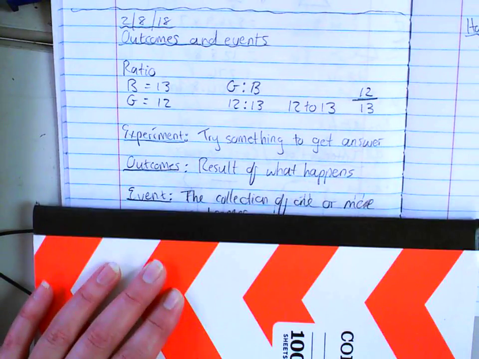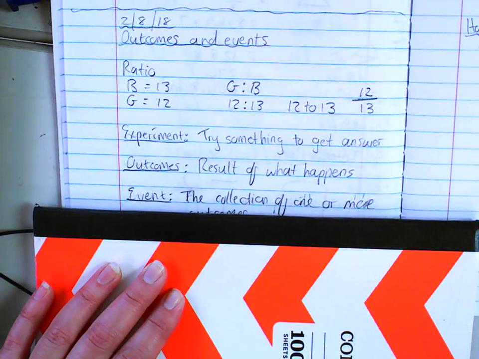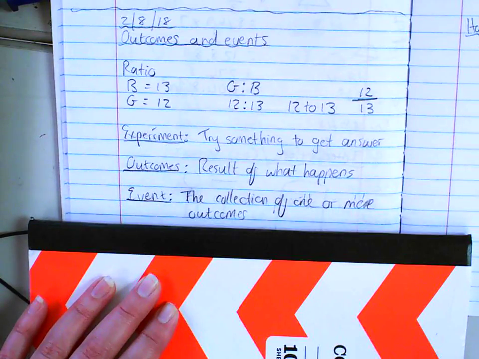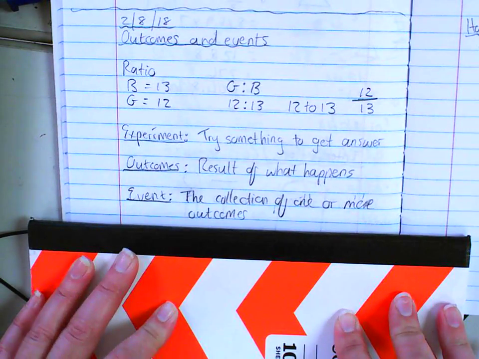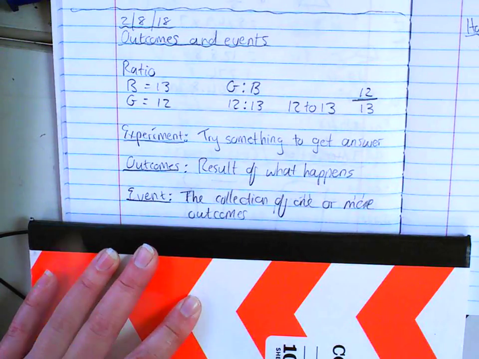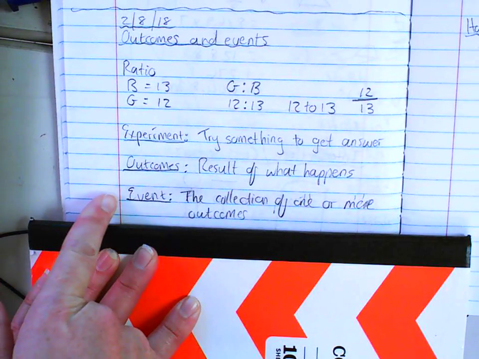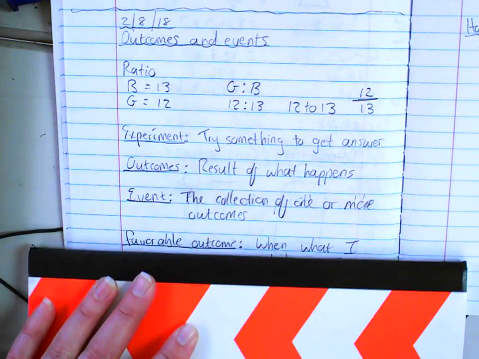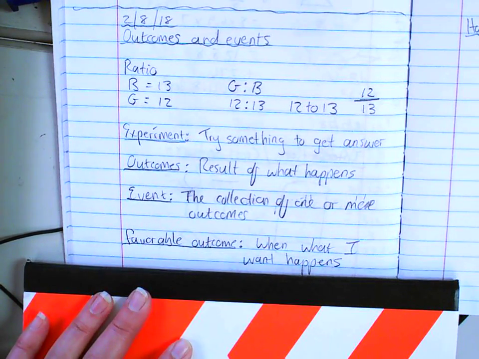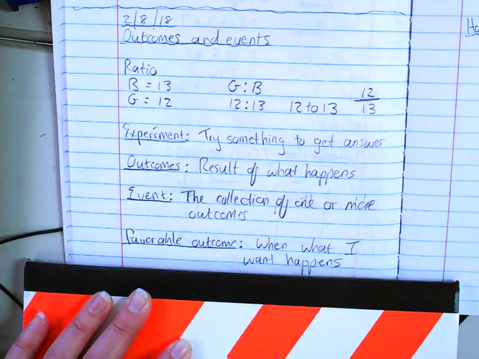Okay? An event is when I collect the results. I collect the results of what I just tried out. So I have a collection of all these outcomes, and that is called an event. Okay? A favorable outcome is when something happens that I wanted to happen. So if I hold that dime and I want heads, a favorable outcome would be heads, because that's what we're looking for. So throwing heads would be a favorable outcome.